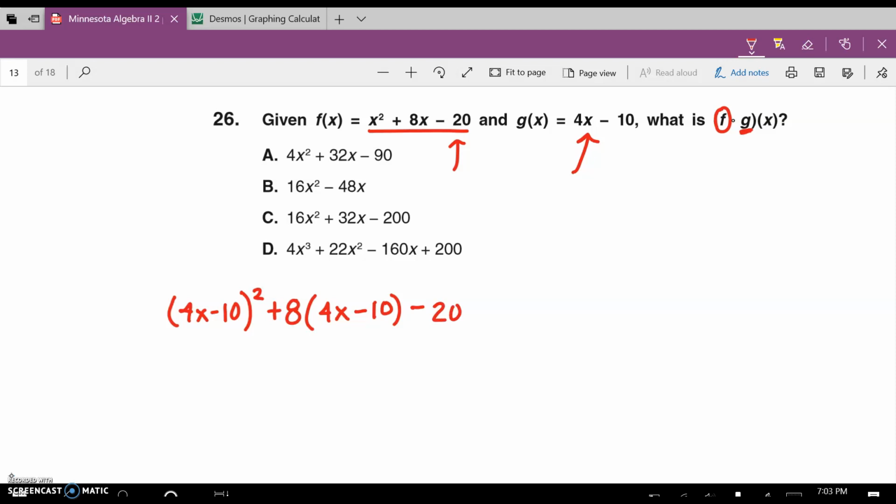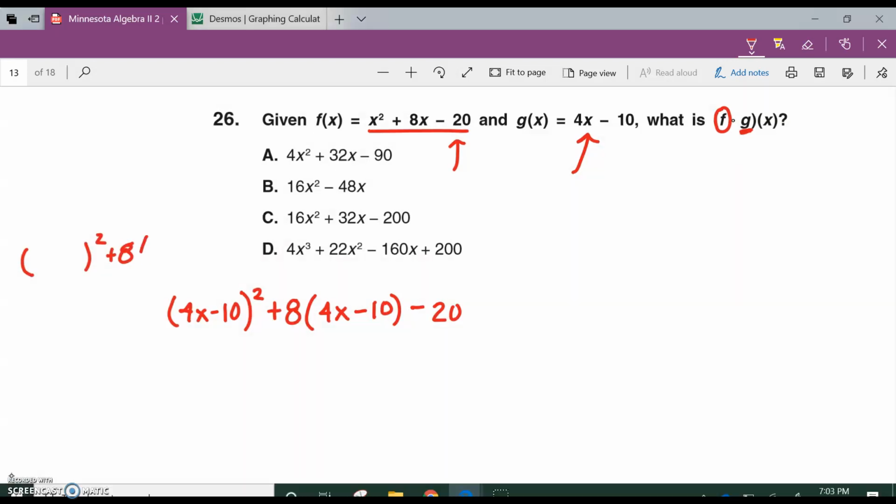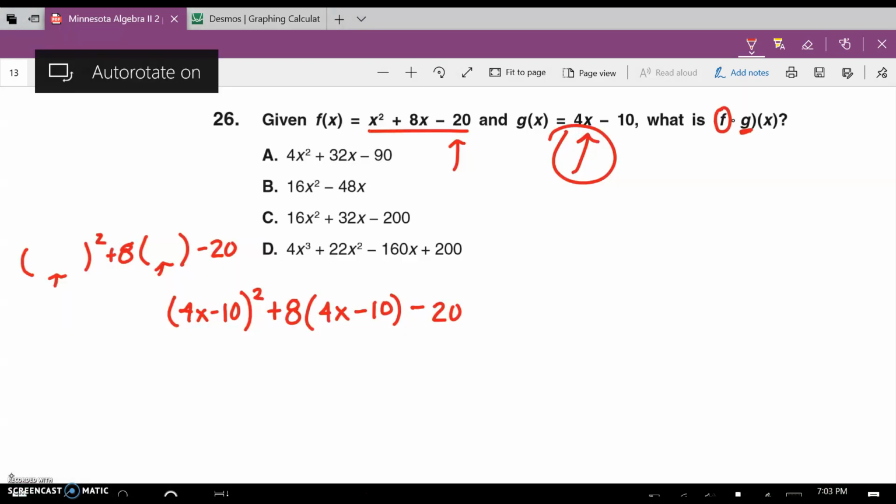So another way to think of this is, instead of x's, I'm going to put blanks. So blank squared plus 8 times blank minus 20. And in those blanks, I put whatever g of x is, which is 4x minus 10. So that's basically what I did there. Okay, so then I see something squared, so I'm going to write it twice.